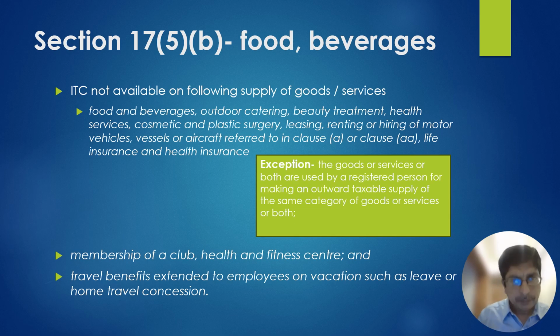So take an example of health insurance, life insurance of the employees. The company has taken that insurance, but the VAT chain comes to an end. You are the ultimate consumer, so the government wants revenue on those. Therefore, the GST credit is ineligible. See the beauty treatment, outdoor catering, food and beverages. The VAT chain comes to an end. There is no further supply. It is consumed. So pay the GST.